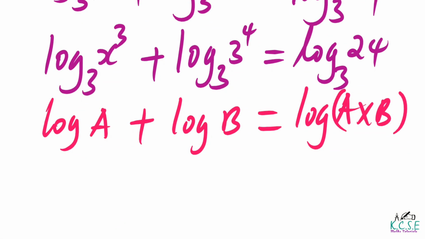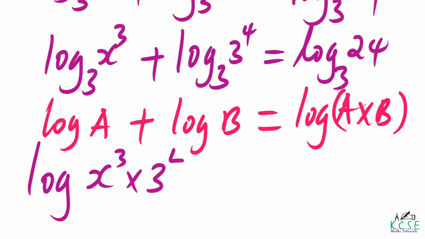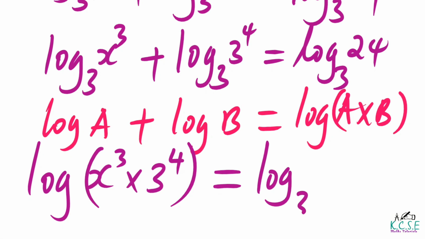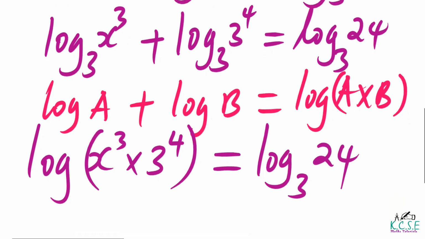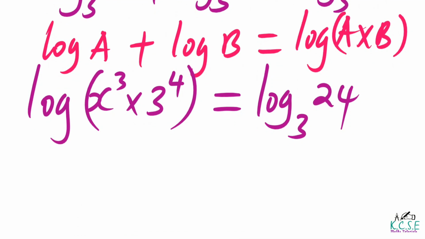The left hand side written under one logarithmic notation will be log of x cubed multiplied by 3 raised to power 4, is equal to that. That is, we have used this law, log of a plus log of b is equal to log of a times b. Therefore, the left hand side, log of x cubed plus log of 3 raised to power 4, will be given by this. So at this level, we can drop the logs from both sides.